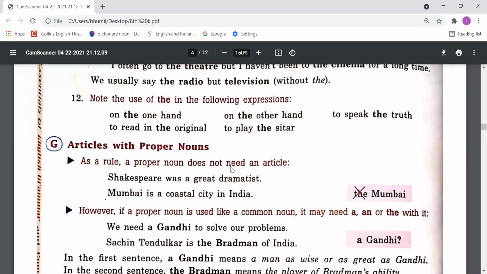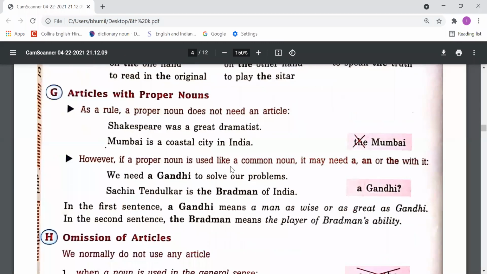Point number 12, note the use of the in the following expressions. These are expressions you need to learn, that with these expressions we need to use the, like on the one hand, on the other hand, to speak the truth, the radio, to read in the original, to play the sitar. So with all these things we need to use the article.